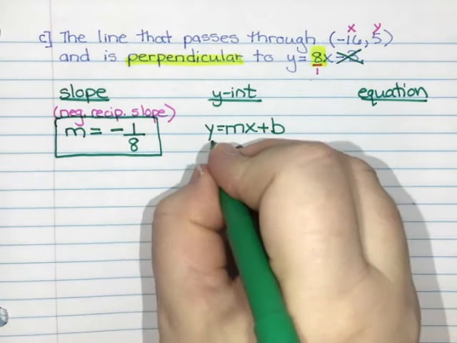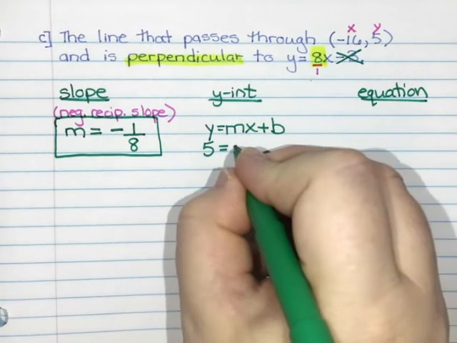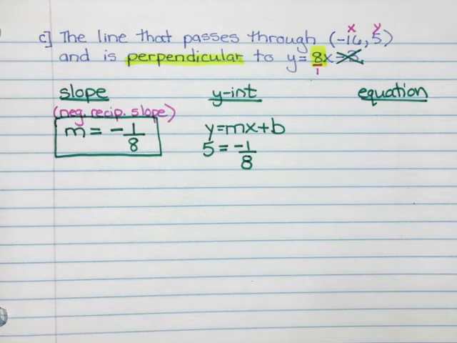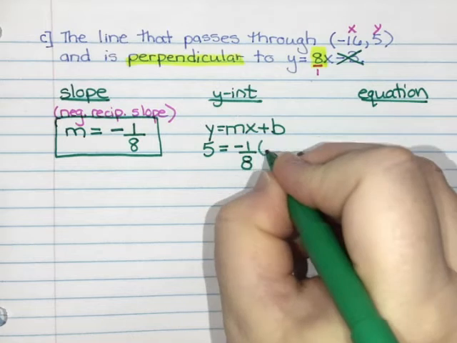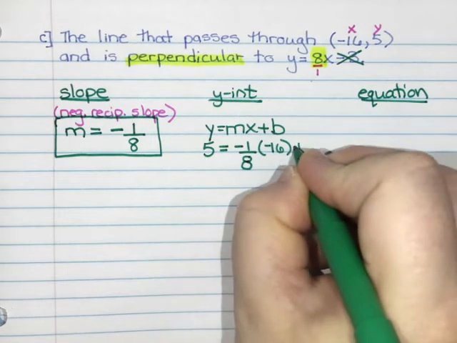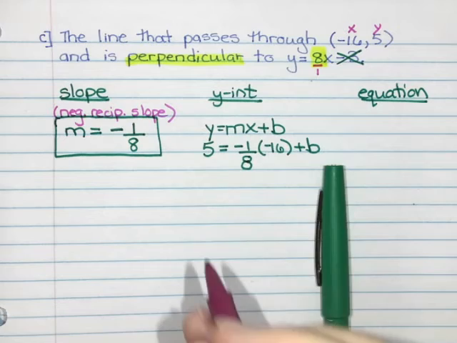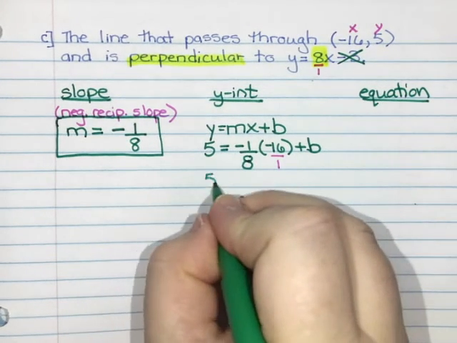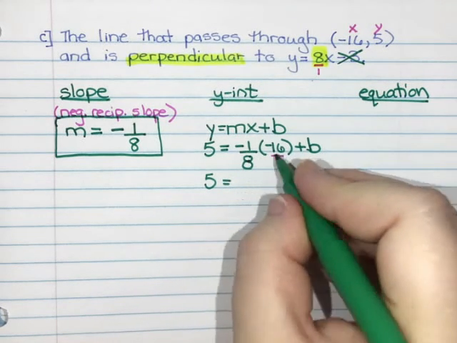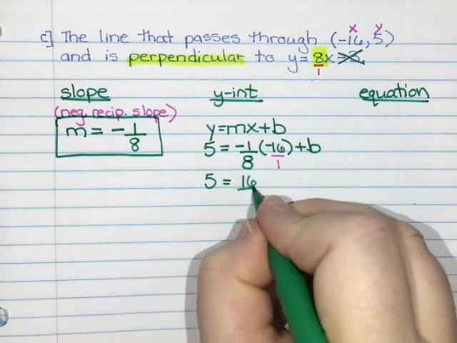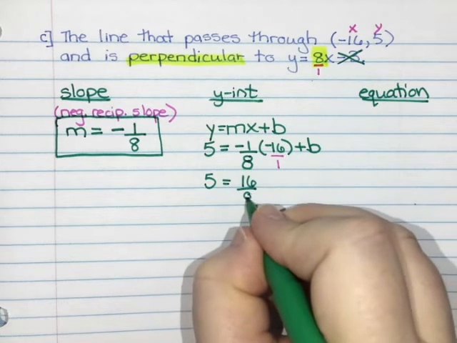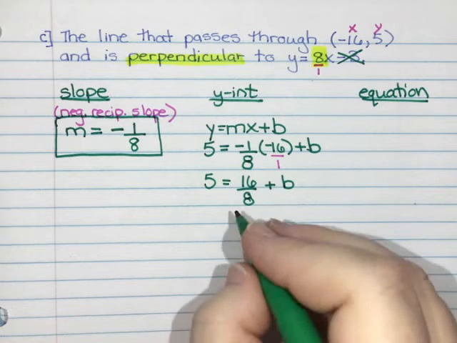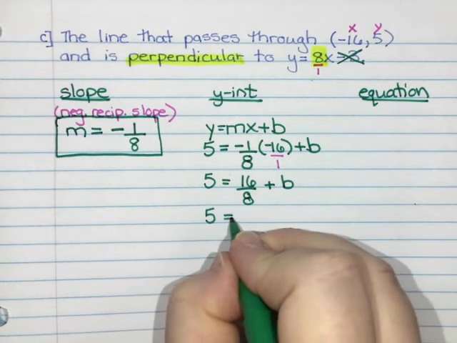So I get 5 equals m, that's negative 1 over 8. I put the negative with the 1 on the top just to make it easier for myself. Times x, that's negative 16, plus b. That negative 16 is secretly over 1. So I get 5 equals negative 1 times negative 16 is positive 16, and 8 times 1 is 8, plus b. Now, 16 divides evenly by 8. 16 divided by 8 is just 2.